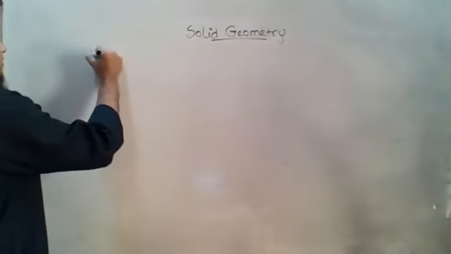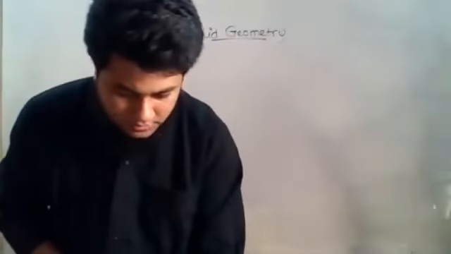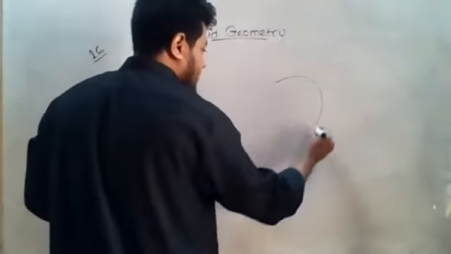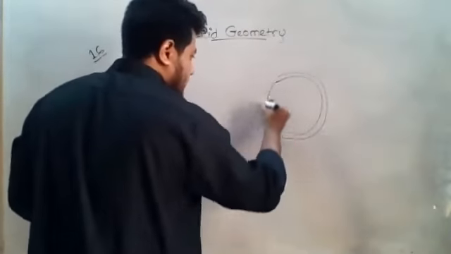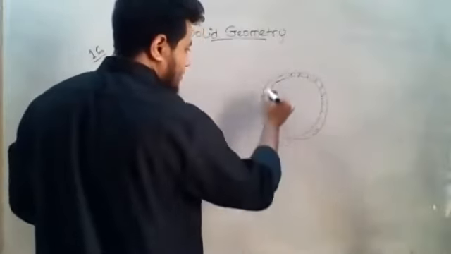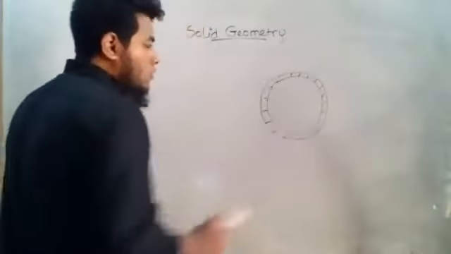Bismillahirrahmanirrahim. Number 16. Here, the outer diameter of a hollow sphere. As I'm talking about a hollow sphere, let us draw a hollow sphere. That means the material is in this shaded area, and this area is hollow.